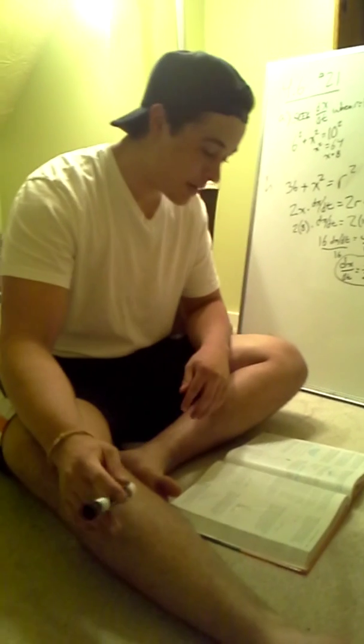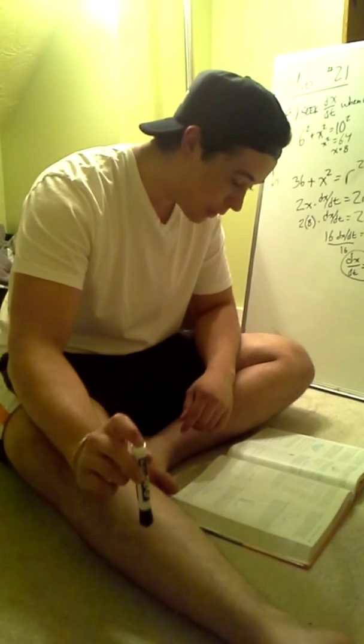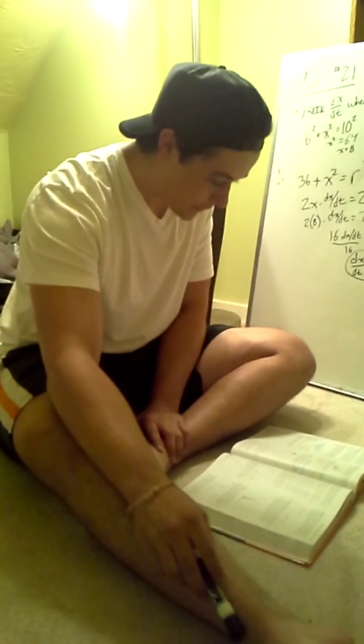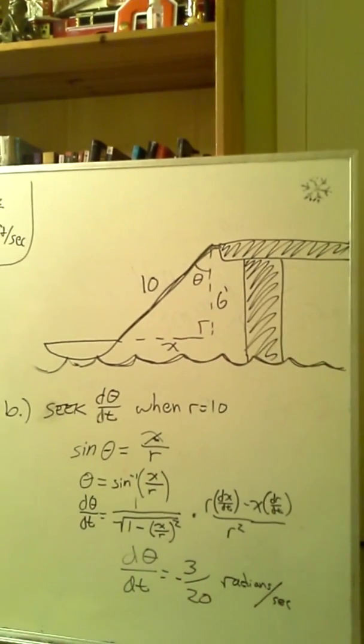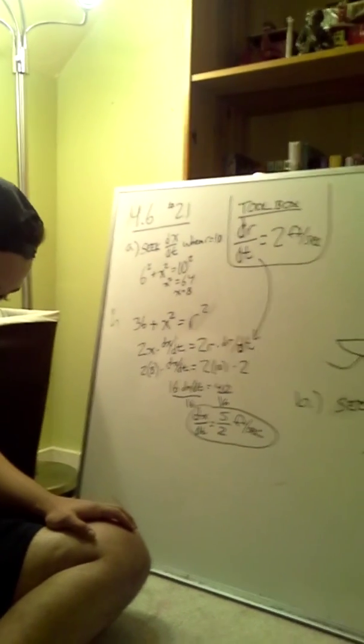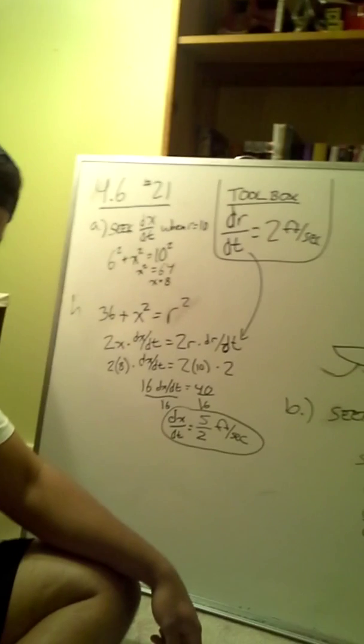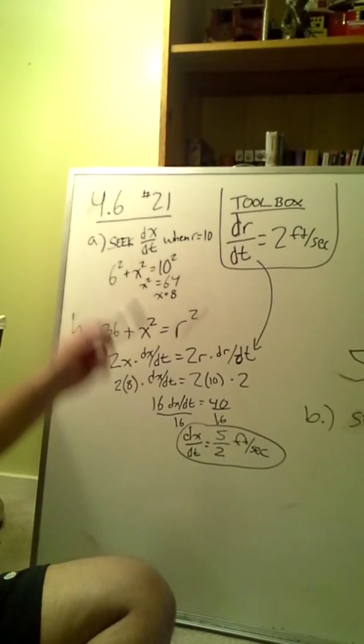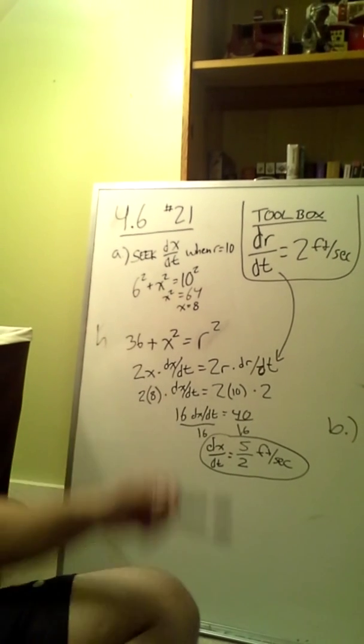And the question reads, a boat is being pulled toward a dock by a rope from the bow through a ring on the dock 6 feet above the bow, as shown in the figure. My figure. The rope is hauled in at a rate of 2 feet per second. And part A is asking us, how fast is the boat approaching the dock when 10 feet of rope are out? So, it's a related rate problem, so we have to figure out what we seek and at what time.